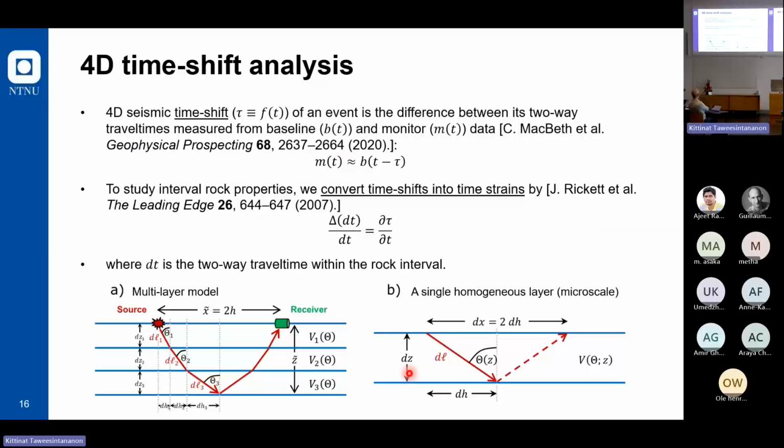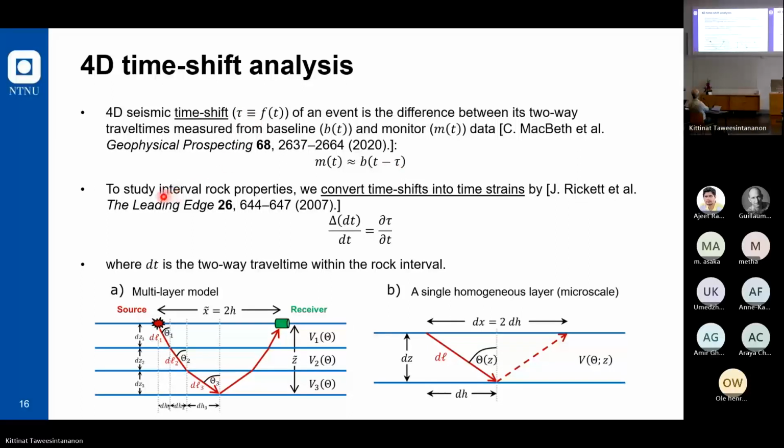For this seismic time shift, the time shift of an event is the difference between its true wave travel time measured from the baseline and monitor data. From this statement, we can roughly give an equation that approximates the monitor data as a time-shifted version of the baseline data, like this one. And the time shift here is a function of time.